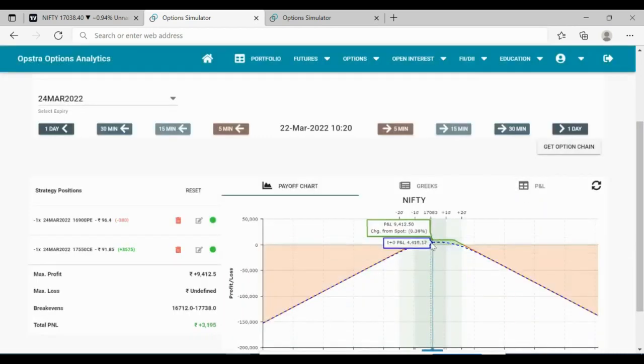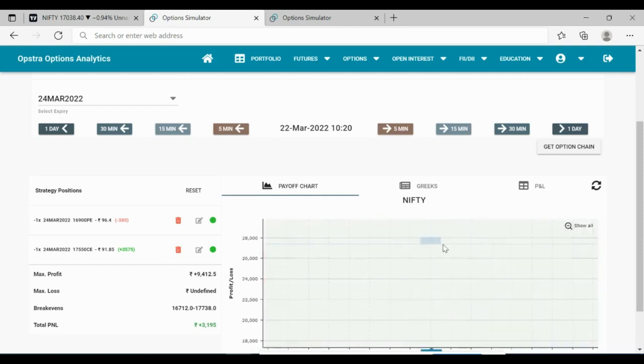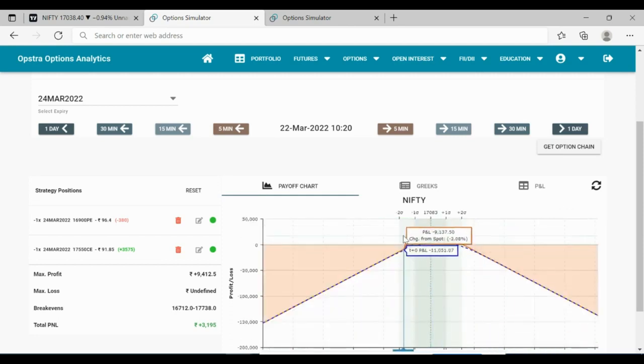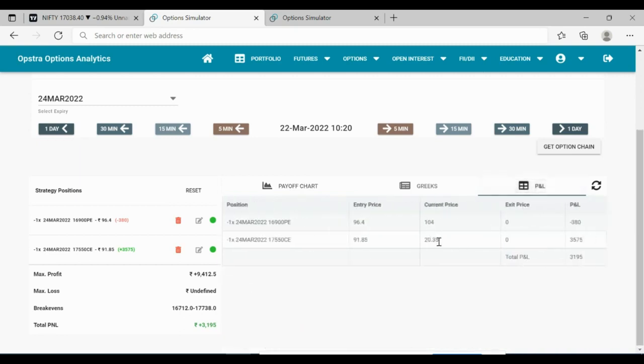If you look at the graph, though we are in profit, it is imbalanced. Sorry guys, there is some issue with my mouse. Looking at the current market, we are safe on the call side, but not safe on the put side, because the blue line is very steep on the put side. Even the premiums show a huge difference between put premium and call premium, because the market was coming down. The put premium has increased, but the call premium has decreased. So there are basically two adjustments.